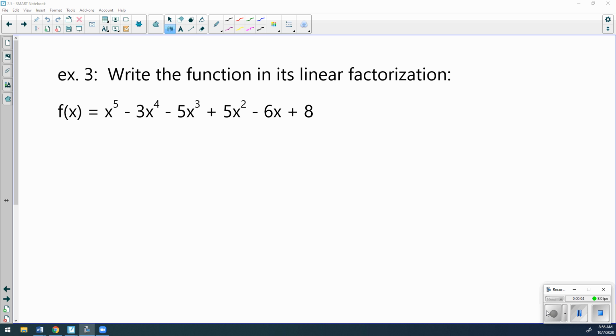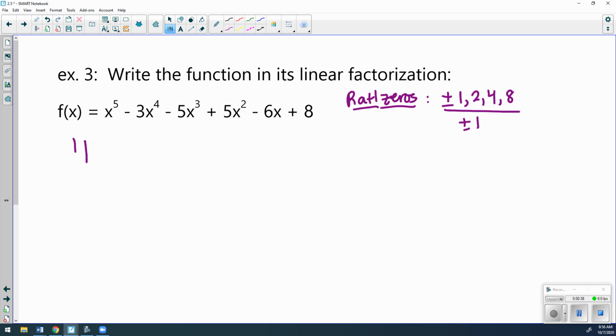Section 2.5 continues with writing the function in linear factorization, or as a set of linear factors. For f of x, the first thing I'm going to do is consider what some possible rational zeros are. Using the rational zeros theorem, I know that my rational zeros might be 1, 2, 4, or 8 divided by any positive or negative version of the factors of the leading coefficient, which would just be 1. So I'm going to dive in.